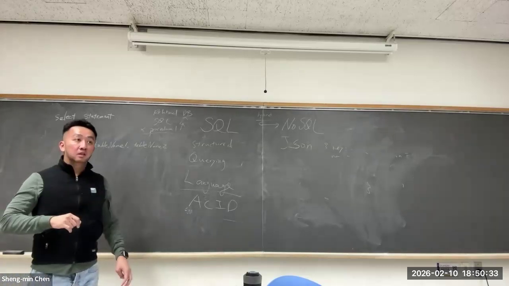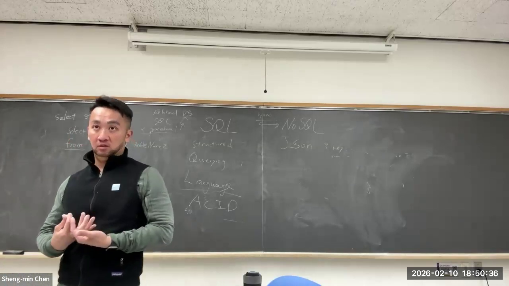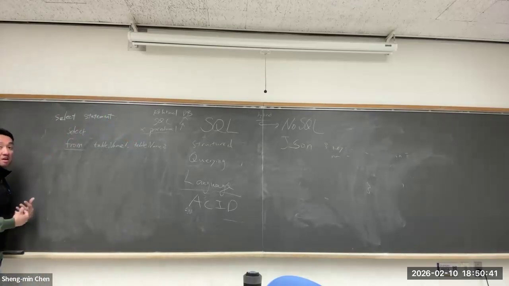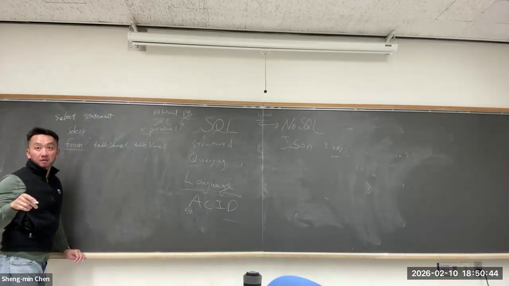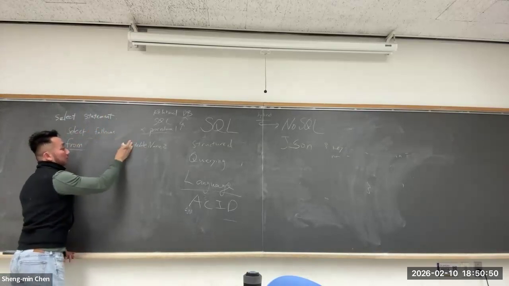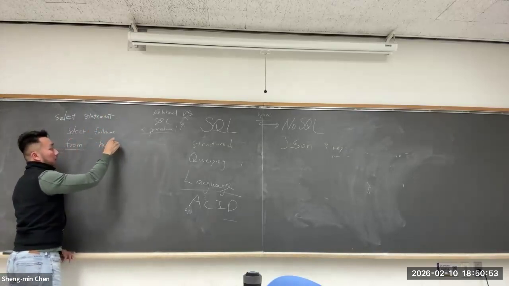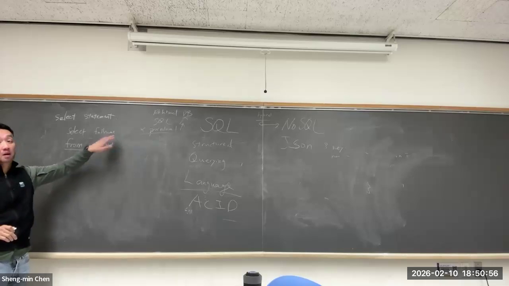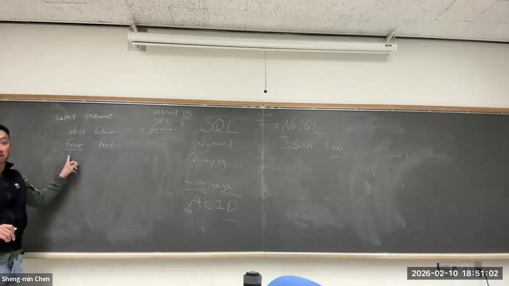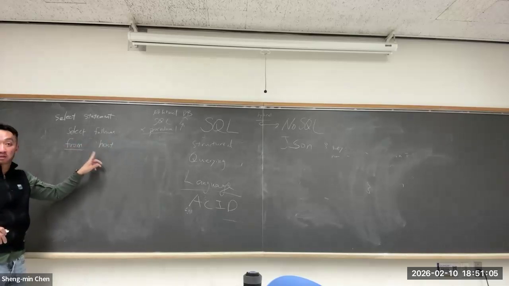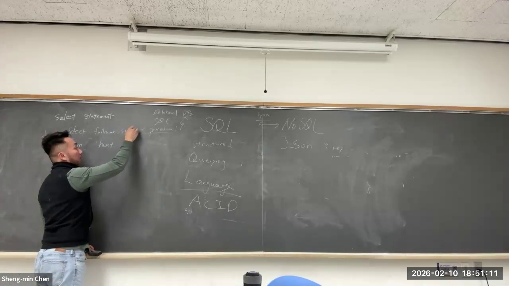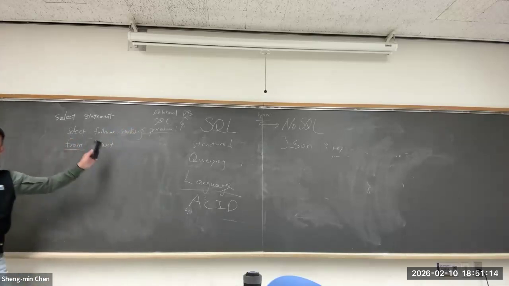Select: which column you want to see. Which column you want to see from that table, from those tables. Okay, for example, previously we have host full name, right? That is the column. I want to see the full name of all the hosts. You know, I want to see the full name from the host table, right? Or multiple columns, using a comma to separate them.